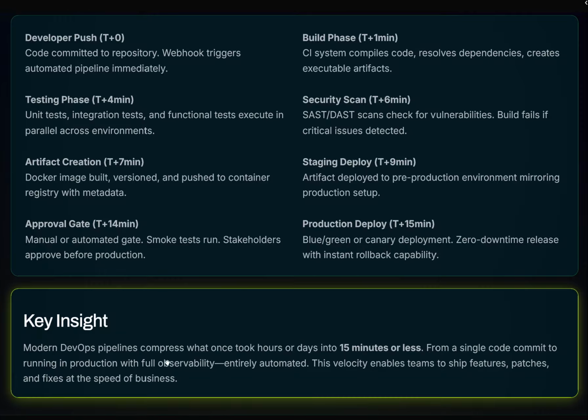And the DevOps pipeline compresses what once took hours or days into 15 minutes or less. I don't know about the 15 minutes or less, but it's going to be faster than whatever we've been doing in our traditional way, right? From a single code commit to running in production with full observability, entirely automated. This velocity enables teams to ship features, patches, and fixes at the speed of business. So definitely we can tell these methods are making developers' lives easier, right?